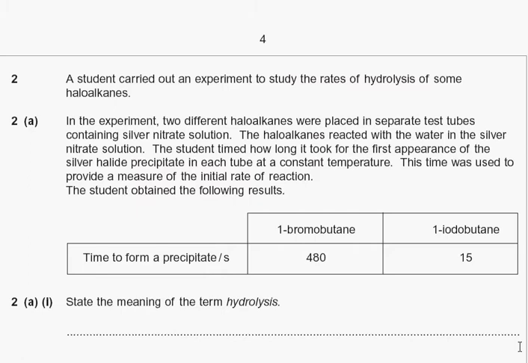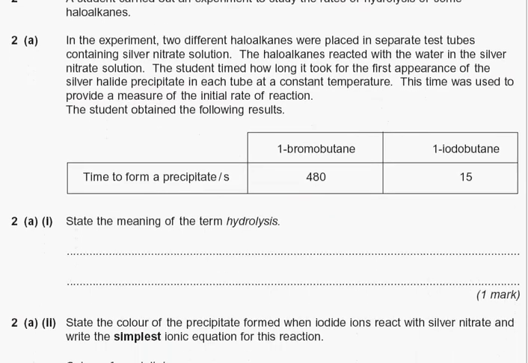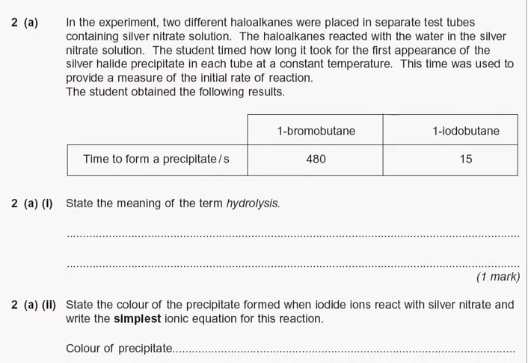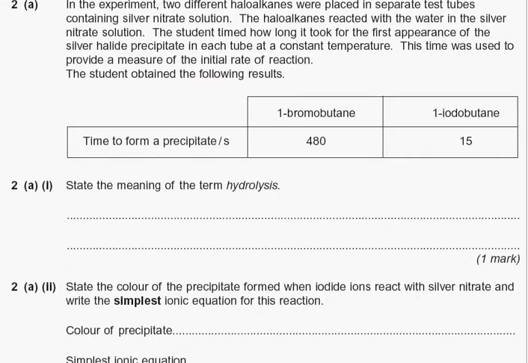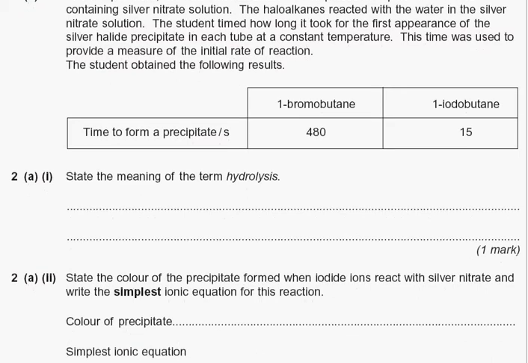The students timed how long it took for the first appearance of the silver halide precipitate in each tube at a constant temperature. This time was used to provide a measure of the initial rate of reaction. The students obtained the following results. Time to form precipitate. Let's just scroll down and see how much of this we can actually get on screen. Okay, I'm going to move it to about here, so we can see the whole question.